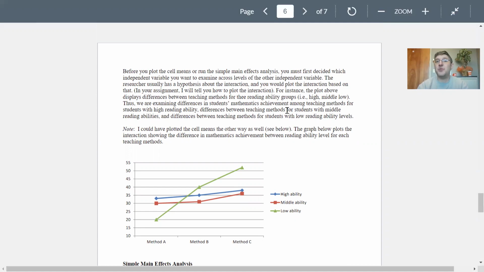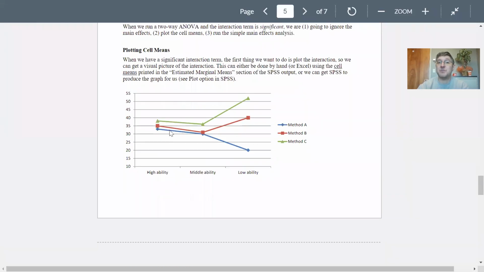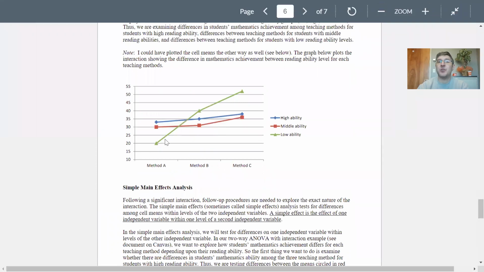So before you plot the cell means, you have to decide which group you want to run your simple effects on. I'm going to tell you in the assignment how I'd want you to run the simple main effects analysis. For the plot above, we're looking at differences between teaching methods within each reading ability level. And then in this plot, we're looking at differences in reading ability levels within each teaching method.